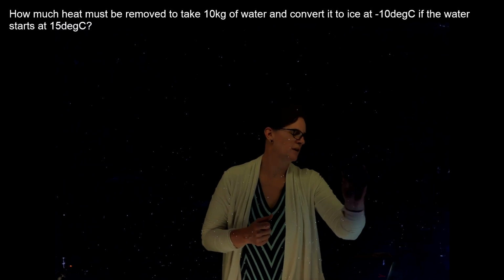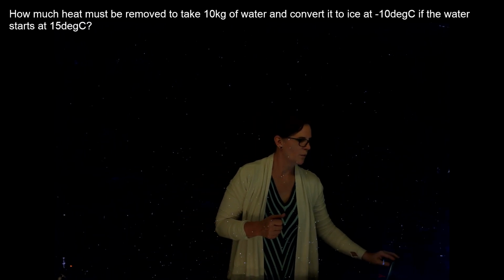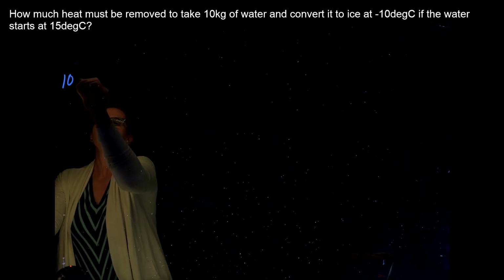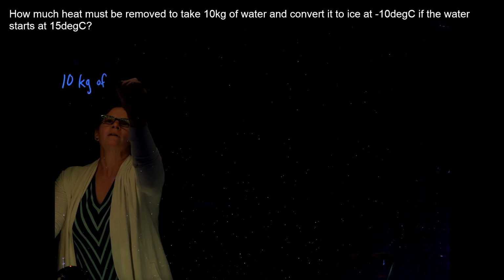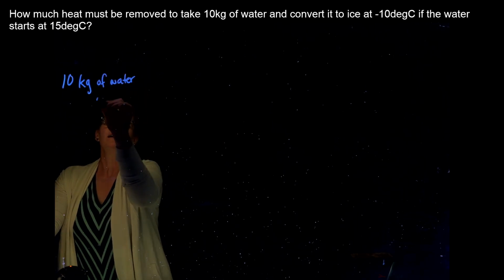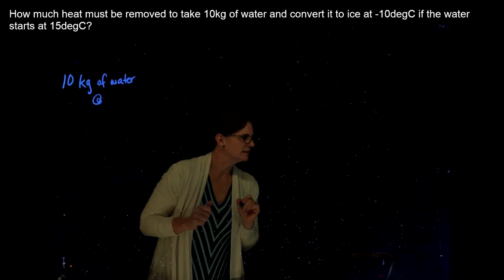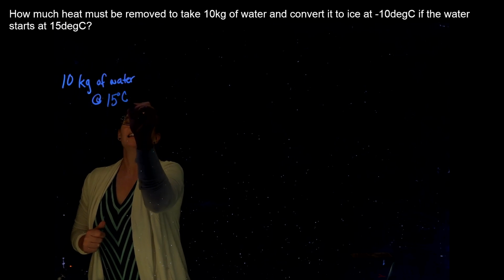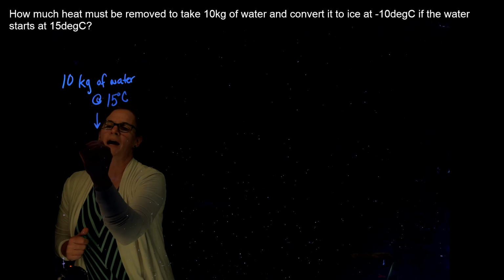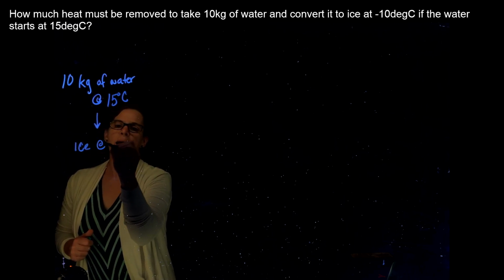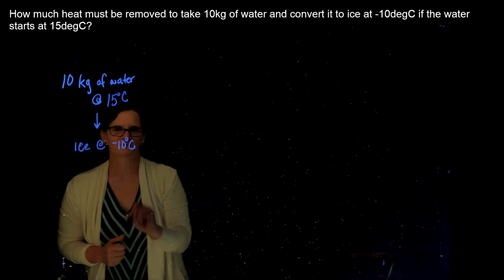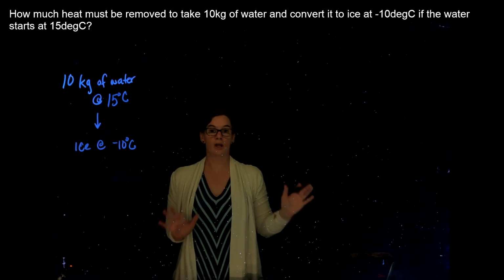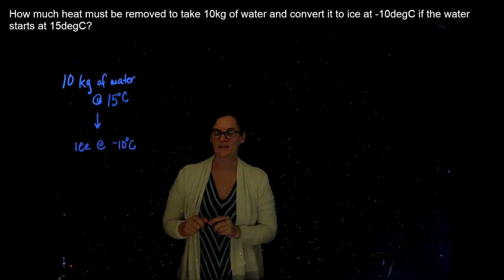So what do we have? We have 10 kilograms of water at 15 degrees. And I want to convert it to ice at minus 10 degrees. Okay. How much heat is going to be required? How much energy am I going to use? Now this is going to assume nothing is lost, okay? We are in an isolated system.